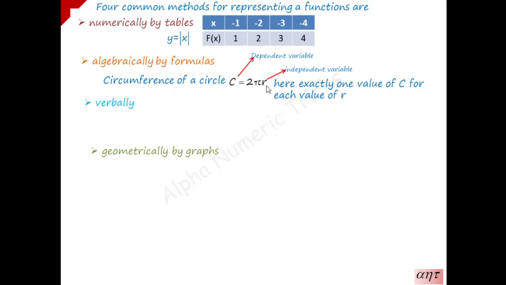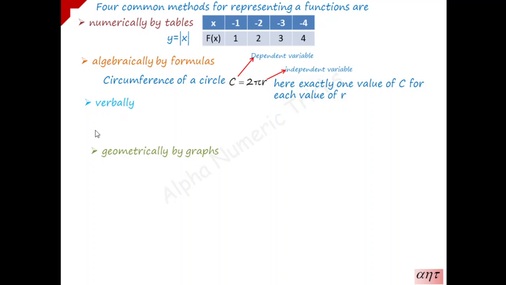So only one input is given, we get only one output. Input is radius, output is circumference. Only one thing is given. That's why this is a function. Okay, so we can algebraically, by formulas also, represent a function.